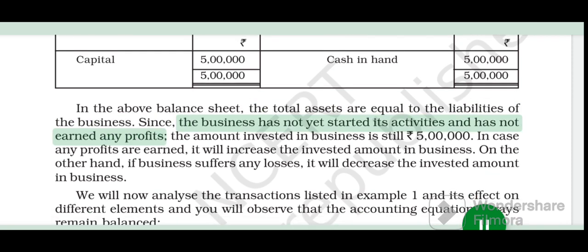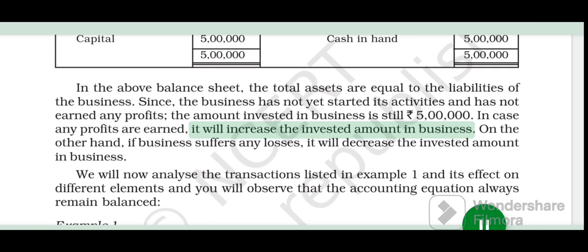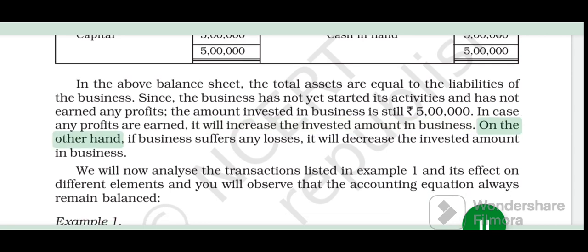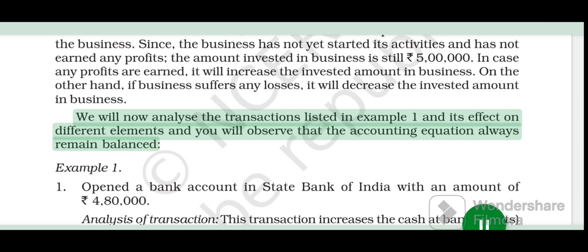Since the business has not yet started its activities and has not earned any profits, the amount invested in business is still $500,000. In case any profits are earned, it will increase the invested amount in business. On the other hand, if business suffers any losses, it will decrease the invested amount in business. We will now analyze the transactions listed in Example 1 and its effect on different elements, and you will observe that the accounting equation always remains balanced.